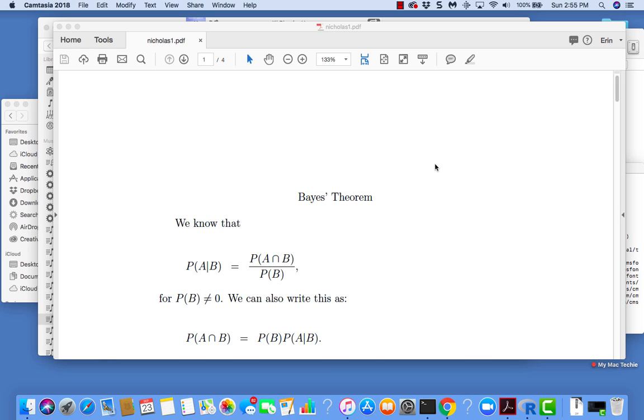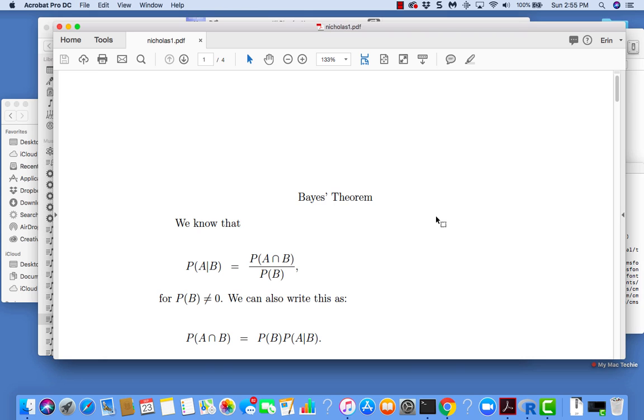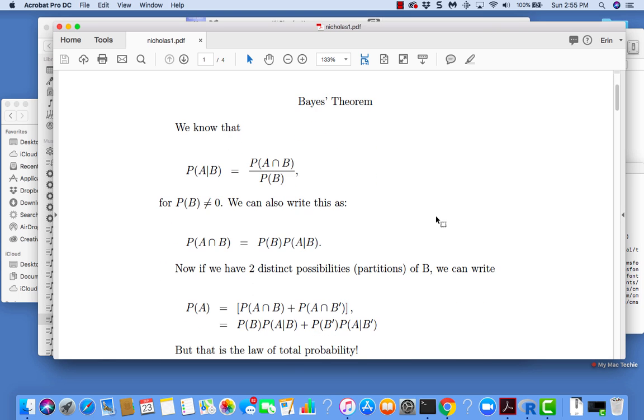Okay, here's some stuff about Bayes' theorem, sort of in a nutshell, but we'll start with a couple of definitions. The basic definition for conditional probability is the probability of A given B is equal to the probability of A and B, or A intersect B, over the probability of B, for B not equal to 0.